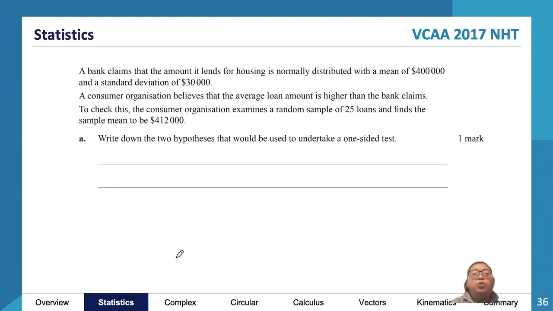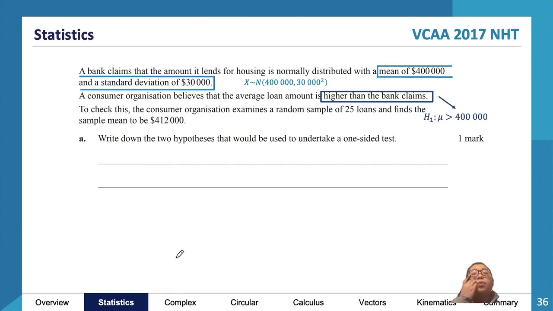So this should be the part you like the most. So first of all, we're going to figure out the distribution of our function, so our normal distribution. So x is normally distributed with mean 400,000 and standard deviation of 30,000 squared. Then we figure out what we're going to do. So our null hypothesis is going to be related to our 400,000, and our alternative hypothesis is going to be that it's larger because it says that's higher, so therefore we're going to do a one-tailed test. And our n value here is going to be 25 because we looked at 25 loans.